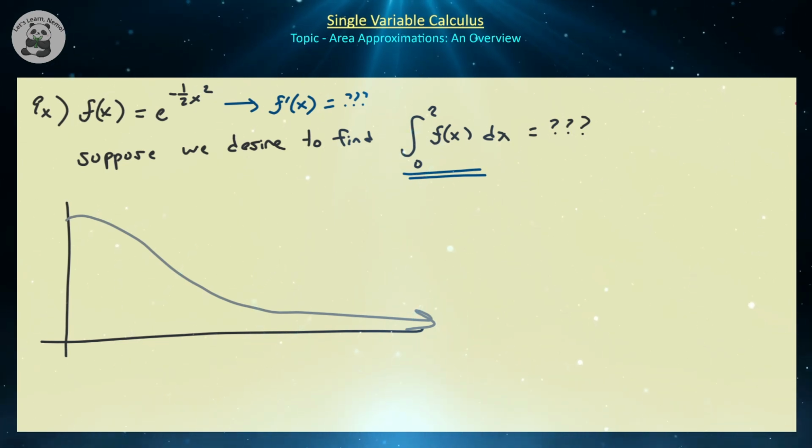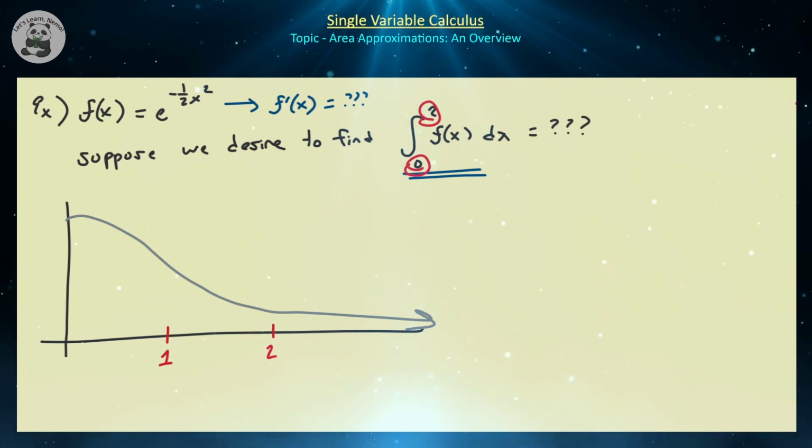So what we have here is we want to go from x equals 0 to x equals 2. So let's assume that this is equal to 2, just for the sake of drawing. So let's put 1 there, and let's assume that we want to approximate this with rectangles.